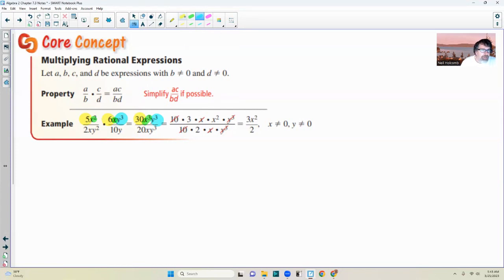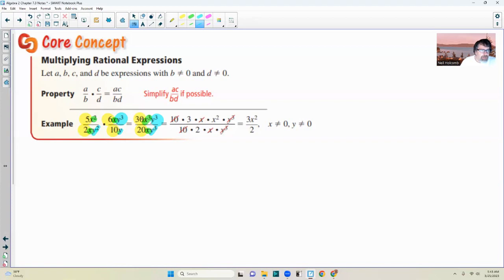Okay, so then I go down to the denominator. And our coefficients are 10 times 2, or 2 times 10, which is 20. I have an x, no x, so I just get an x. And finally, y squared times y is y cubed. So we have 30x cubed y cubed over 20xy cubed.